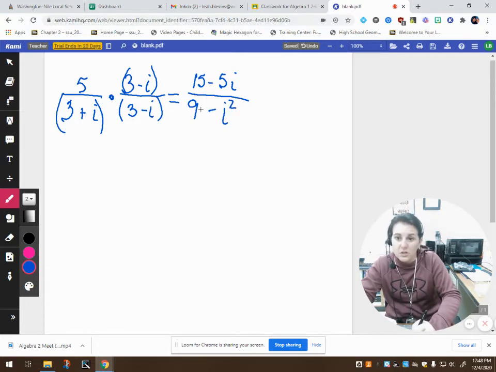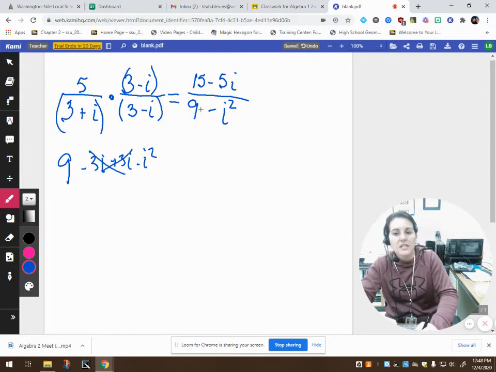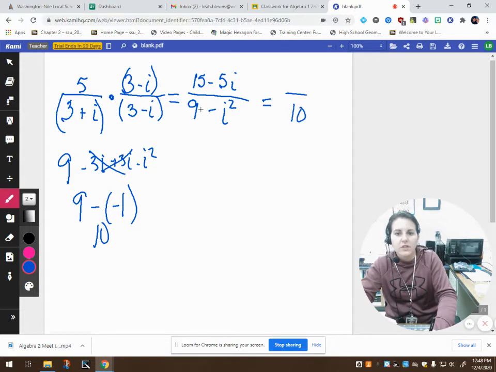Or if you want to, you can go ahead and show it if you just want to make sure that you did it right. And then I get minus 3i plus 3i minus i squared. We see that this is 0. i squared we know is negative 1. So 9 minus negative 1 is the same as 9 plus 1, which is 10. So on the bottom, I have 10, and on the top, I have 15 minus 5i.